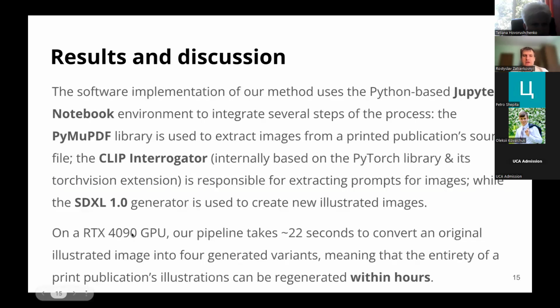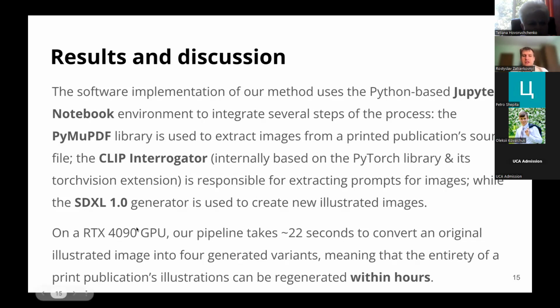So the software implementation of our method uses Jupyter Notebook to integrate all of the libraries we use, which is PyMuPDF to extract images from a printed publication's source file, and then the CLIP Interrogator to extract prompts from those images, and Stable Diffusion to create new illustrated images.